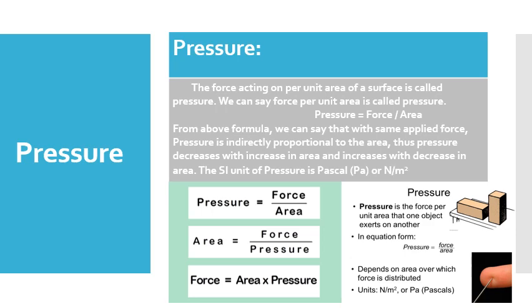From the above formula, we can say that with the same applied force, pressure is inversely proportional to the area. Thus, pressure decreases with an increase in area and increases with a decrease in area. The SI unit of pressure is Pascal or Newton per meter square.